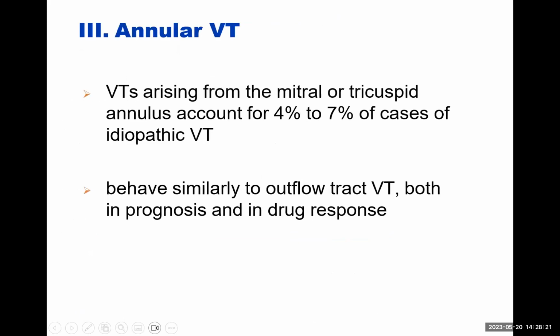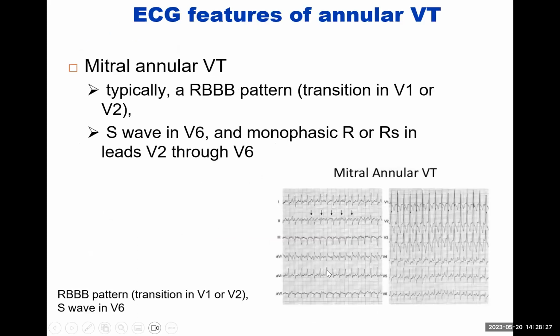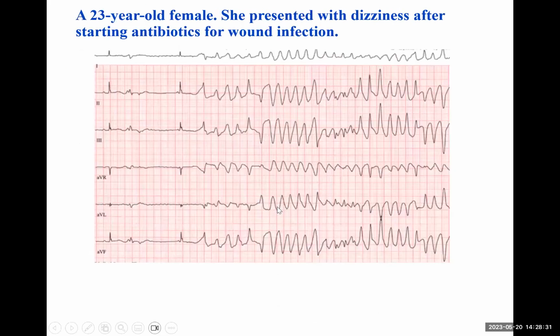The third category, annular VT, is much less common, and they are actually managed the same as outflow tract. They have a good prognosis, so we would not bother you with the mitral annular or tricuspid annular VTAC. Now moving to patients with irregular tachycardias.